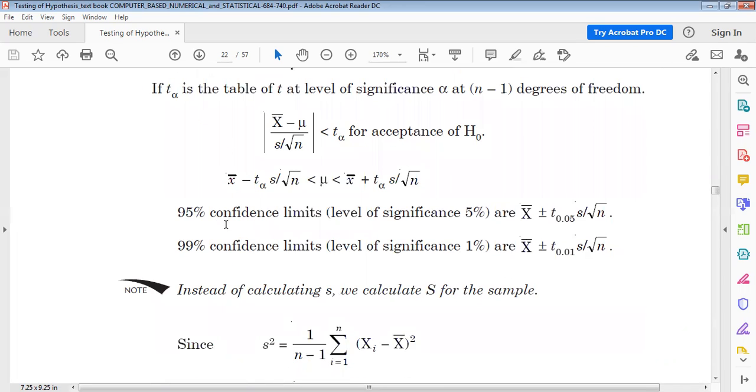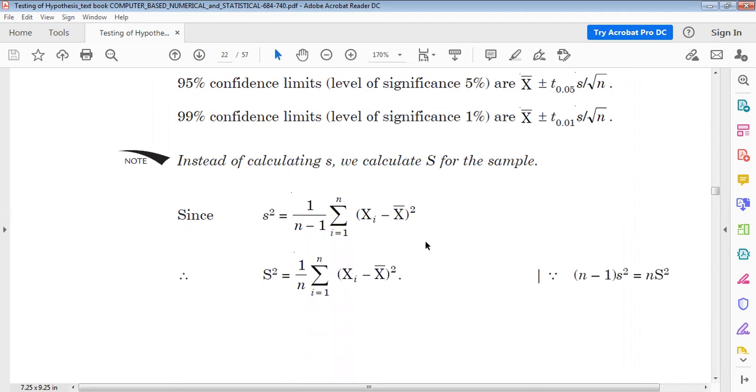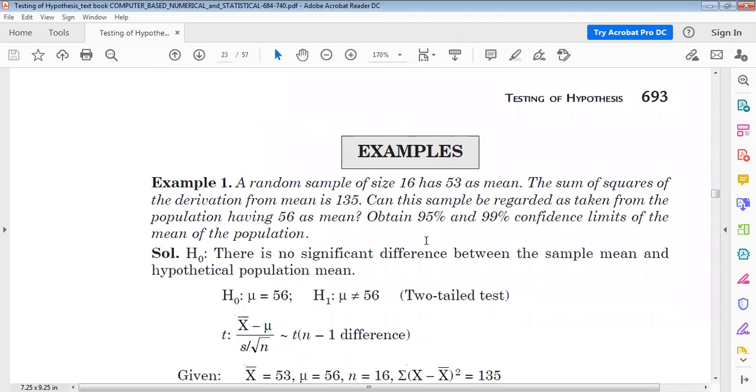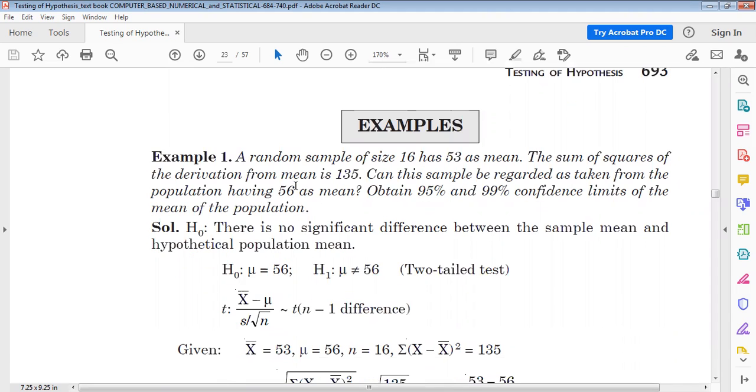At the 95% confidence level, the significance is 5%, and the limits will be x bar plus or minus t 0.05, which is the critical value. This is the 0.5% significance, and this is the 1% significance. 99% means what? 1%. 95% means what? 5%. So now we'll study some examples, that means applications of t distributions.